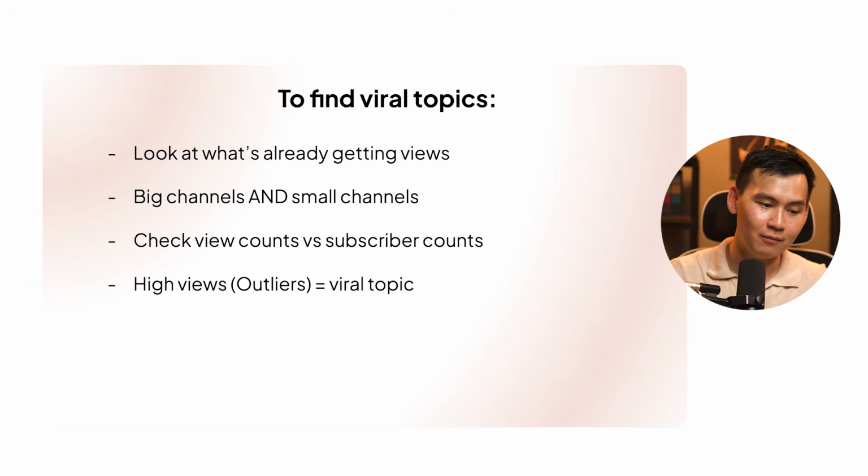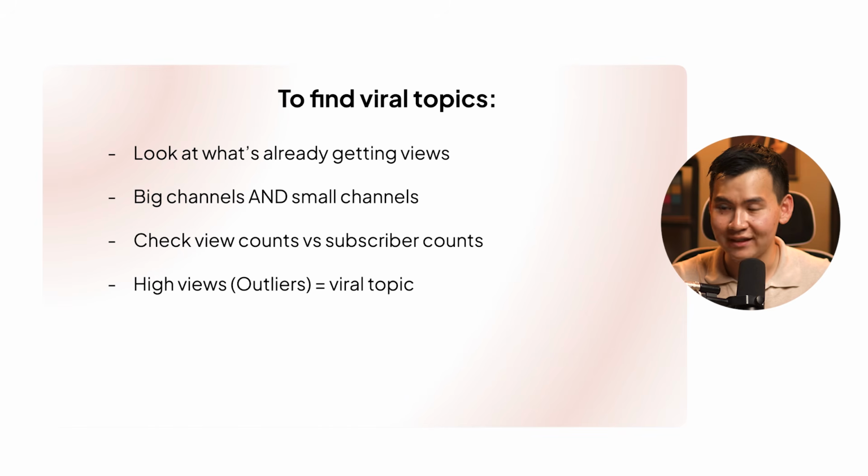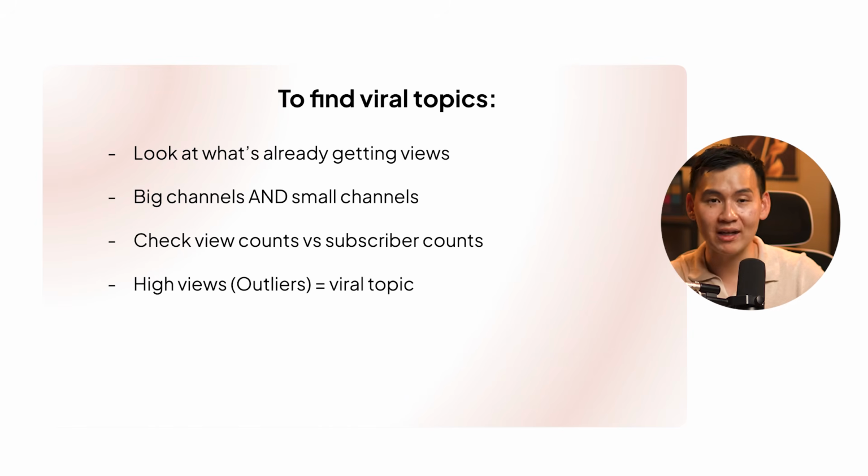Whereas if you're a big channel and you talk about a topic that doesn't perform too well, then maybe that's not as much of a viral topic. So that brings us to the third point: check view counts versus subscriber counts. We just went over that. And then high views relative to the rest of their videos usually indicates some sort of a viral topic, right?